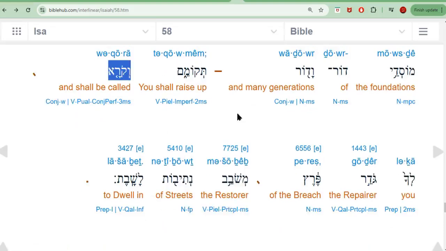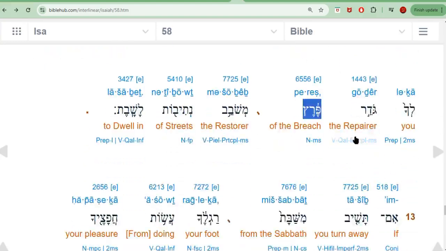And a furl, and shall be called you, a furls, a goader parts. A goader parts, where you goad something is in its ass. To make it go, you poke it in the ass. The goader parts, the ass, the repair of the breach. And a furl is goader parts.